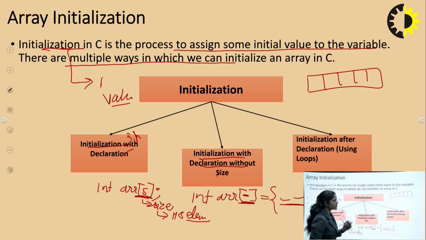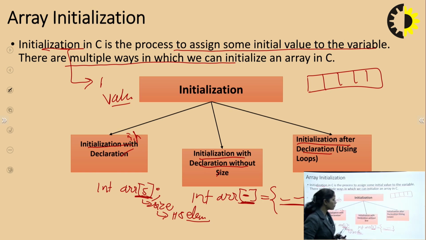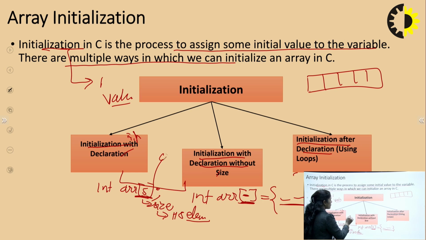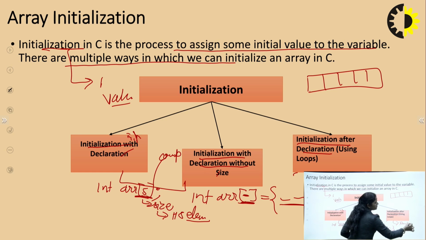that type of initialization is known as initialization with declaration but without size, right? The next method of initializing an array is initialization after the declaration using loops. So basically we consider this as initialization at runtime. Both of the earlier types are known as compile time initialization, and this one is known as runtime initialization, right?